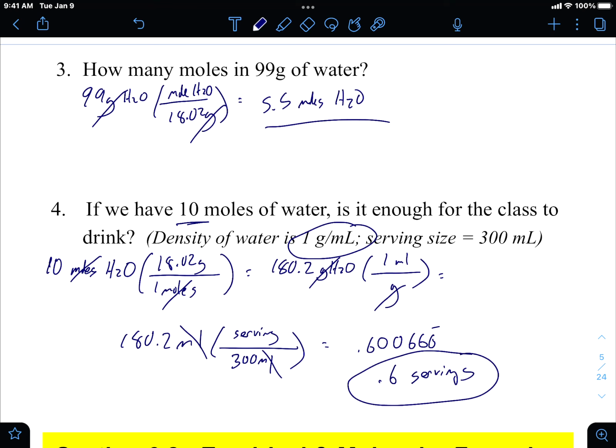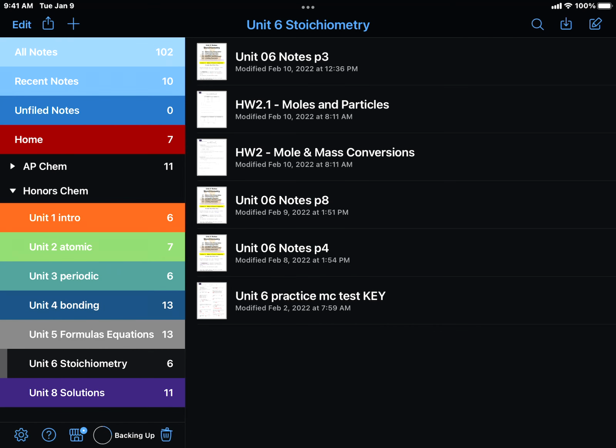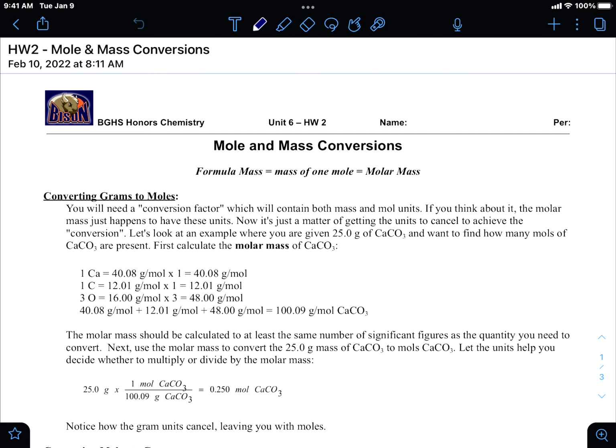So here's what we want to do. Now that I've shown you how to convert back and forth from moles and mass, I want you to pull up homework 2, and I want us to do a couple problems here in class. So go and download homework 2. It's called Mole and Mass Conversions.